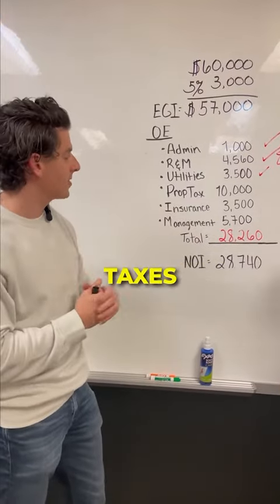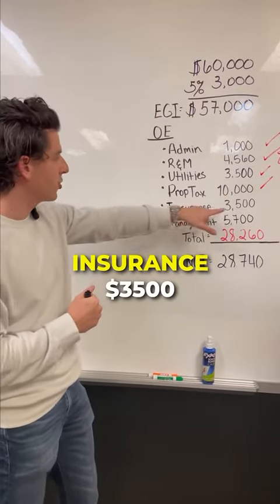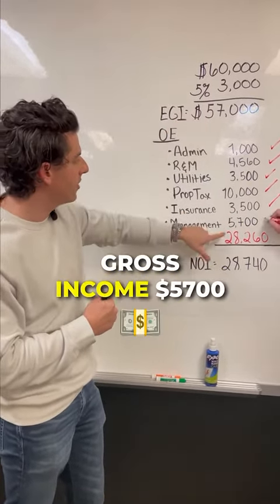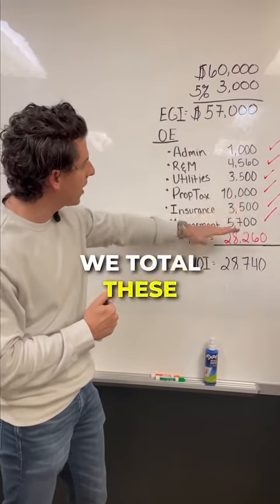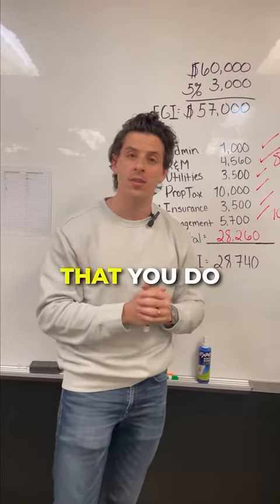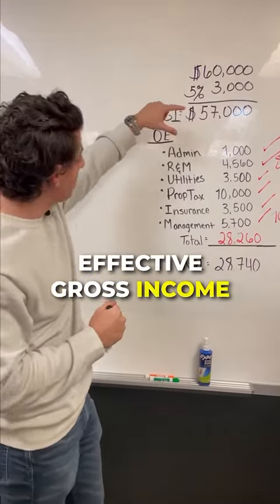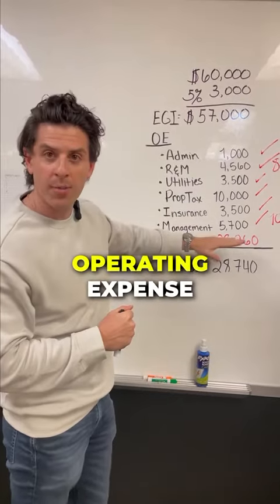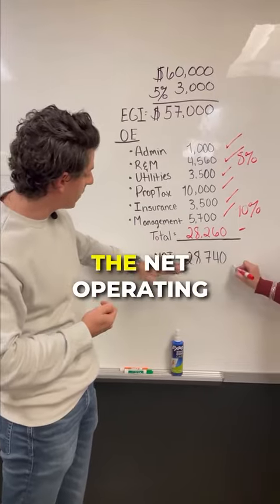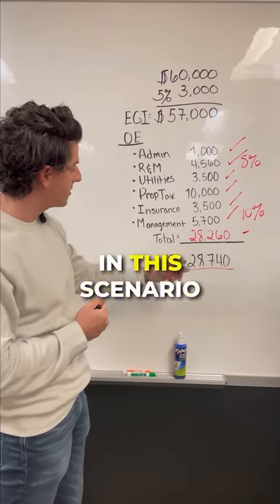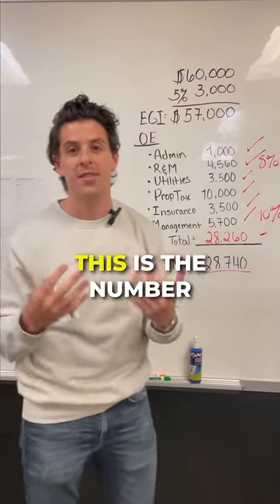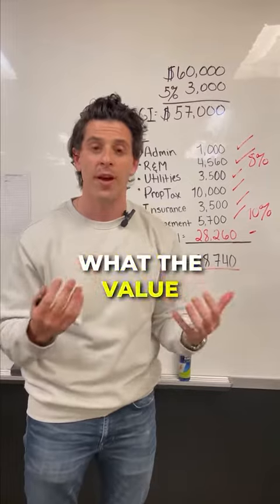We've got property taxes. We're using a $10,000 figure here. Insurance, $3,500, and management. I'm using 10% of the effective gross income, $5,700. We total these operating expenses up and you've got $28,260 for the year. Now the next thing that you do is you take your effective gross income and you subtract your total operating expenses. That's going to give you this very important number right here, which is what we call the net operating income. In this scenario, we're dealing with $28,740. That's your NOI. This is the number that we use then to determine what the value of the property is.